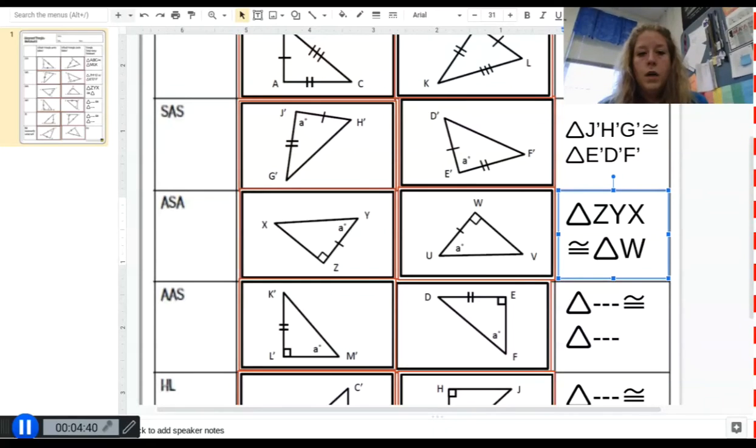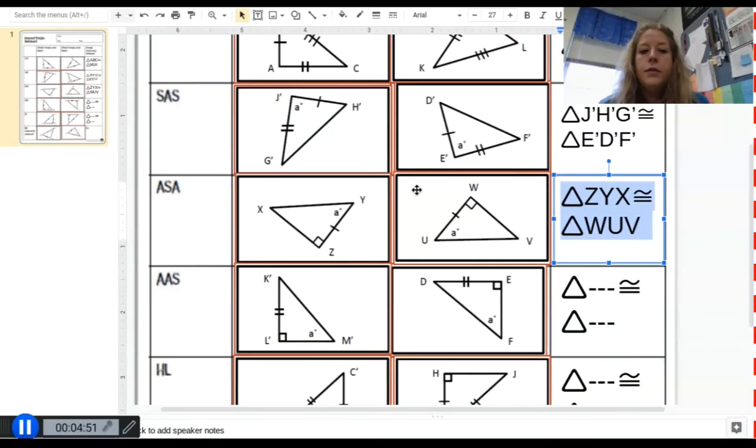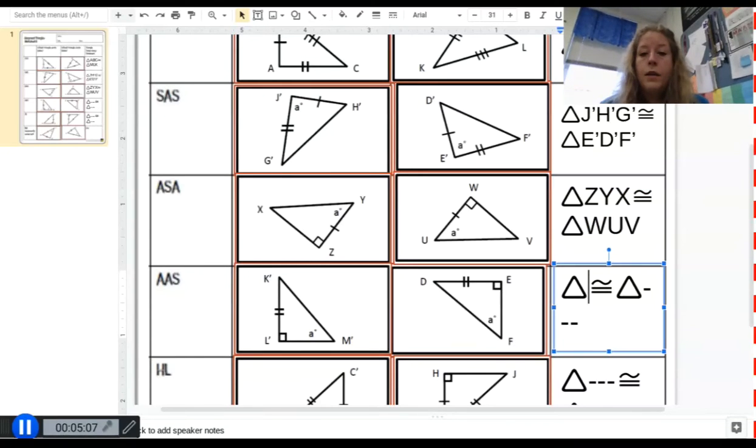Angle, angle, side. Two angles marked, but the side is not in between them, it's on the outside. See how these triangles are congruent to each other, you just have to flip and rotate them a little bit. So let's see, K prime, M prime, L prime is congruent to, K prime goes with D, M prime goes with F, and L prime goes with E.